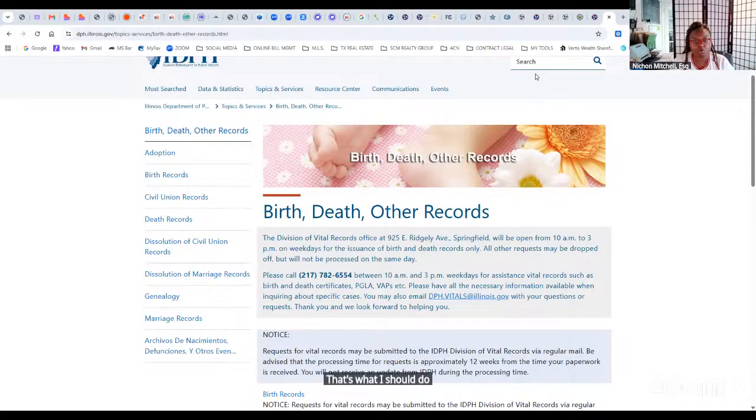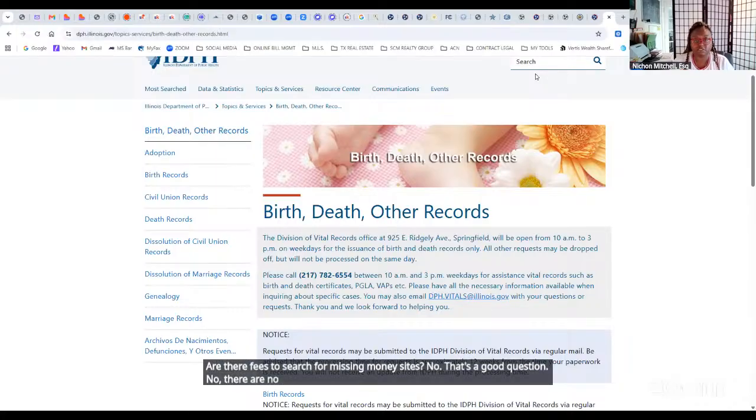Okay. Are there fees to search for missing money sites? No. That's a good question. And no, there are no fees. And that's the telltale sign that you're on something that's not official. It is free to search. If it's not free to search, get off that site. You're on the wrong site. Never pay to search and don't pay anyone to get it now that I've told you how to do it.